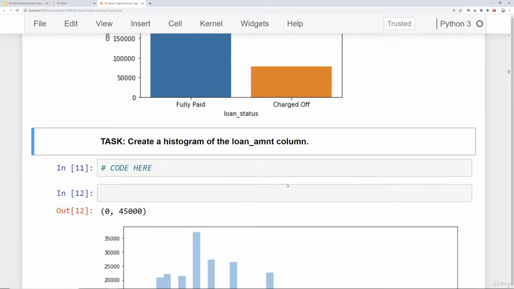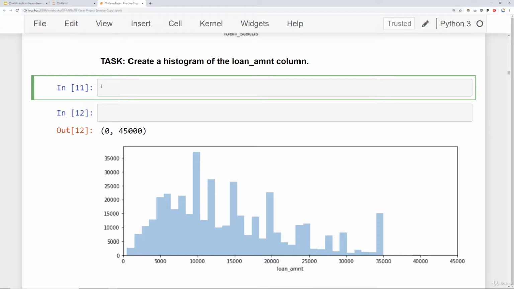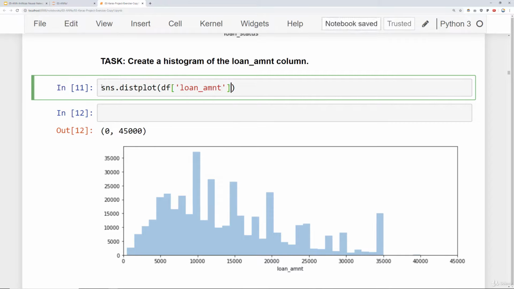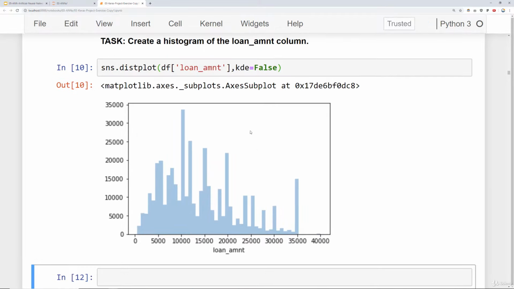So next, we want to create a histogram of the loan amount column. Lots of different ways we can do this. Probably the easiest way is to simply call a distribution plot on that column. So we can call df['loan_amnt'] here. And since I just want the actual histogram, I'll say kde equal to False. If you just run that, that basically gives you the basics of the histogram.